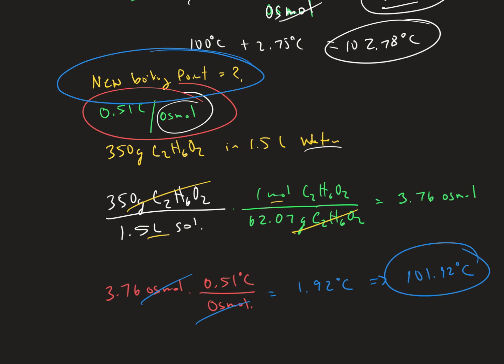Any questions on this? How do you get over 100? We added it to one. Because we added 100 degrees Celsius. That's our normal boiling point of water. And we added this substance in there, and it increased the boiling point by 1.92 degrees. Would we be given the original boiling point of whatever it is? If it's not water. But if it's water, we should just know that's 100 degrees.